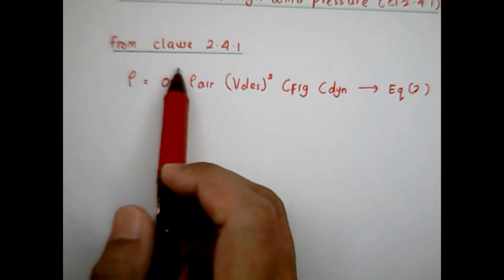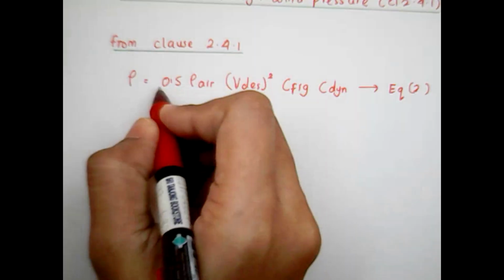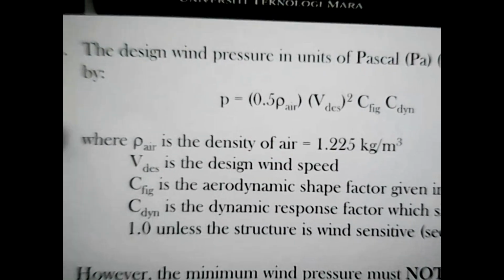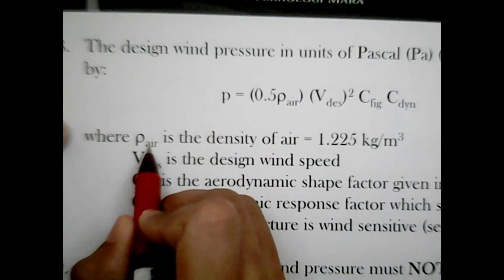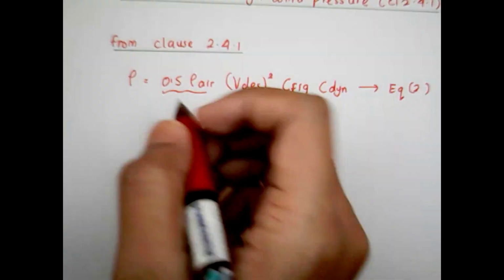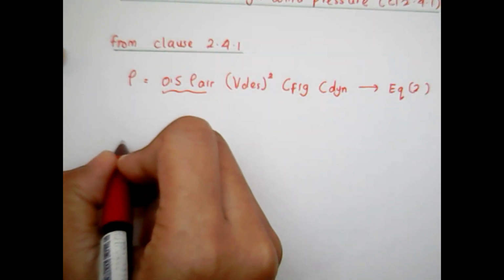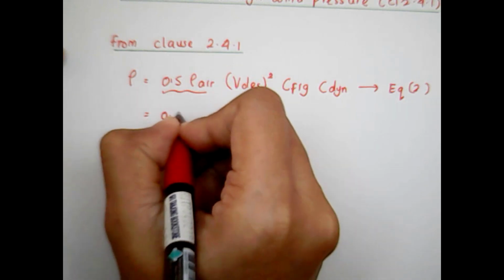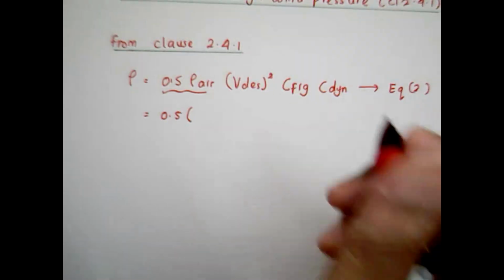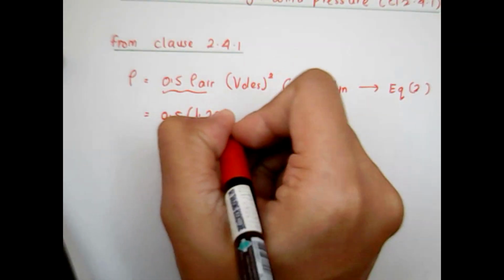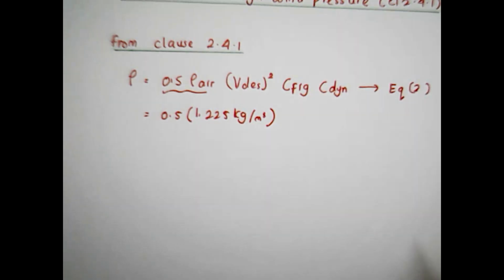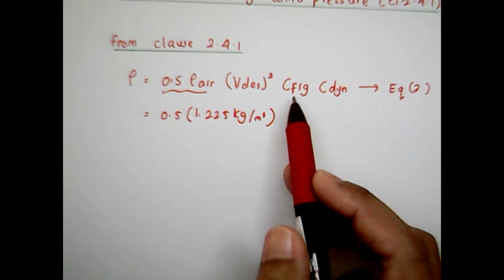Okay, so from clause 2.4.1, let's now find what this value is. As you know, it has been stated here that the density of air is 1.225 kg per meter cube. So here you just calculate first 0.5 times 1.225 kg per meter cube. Alright, so you need to find what your V dash is.